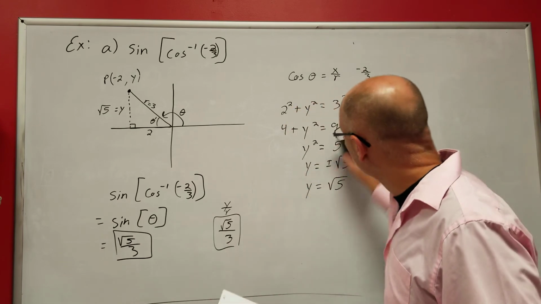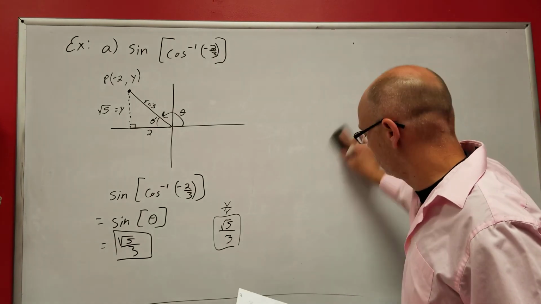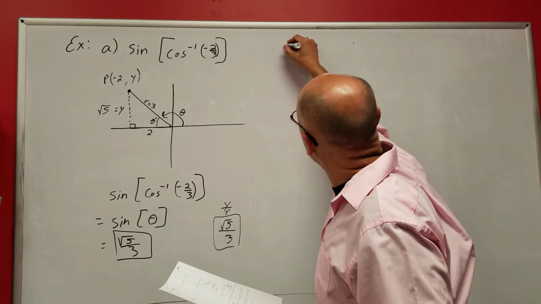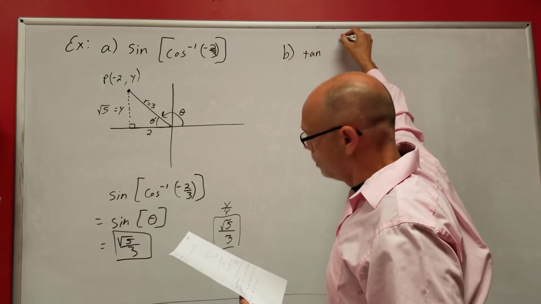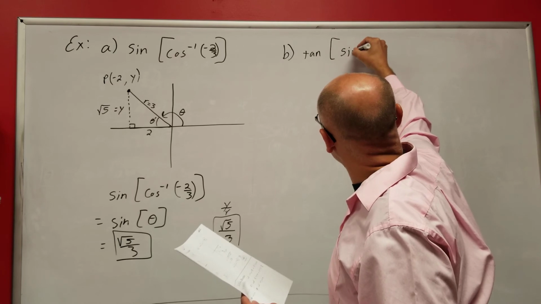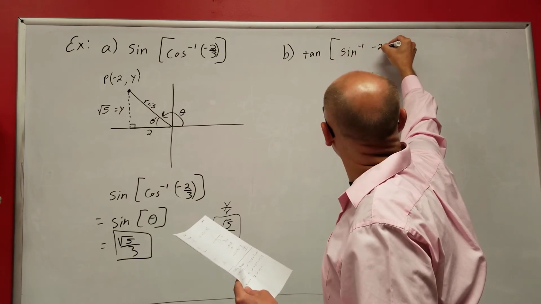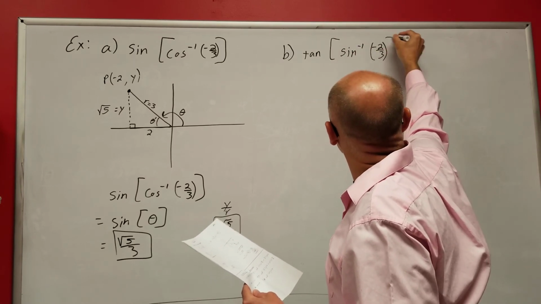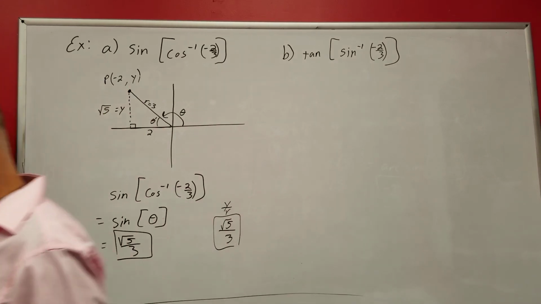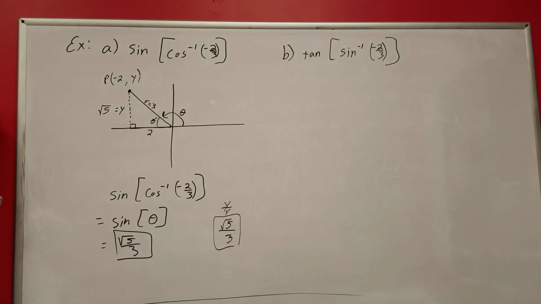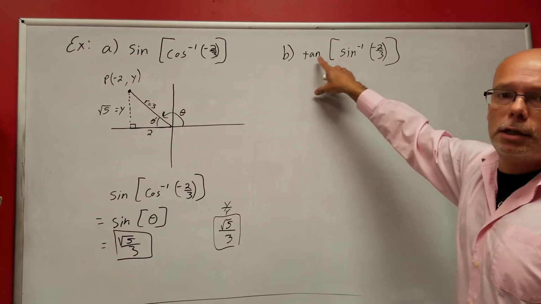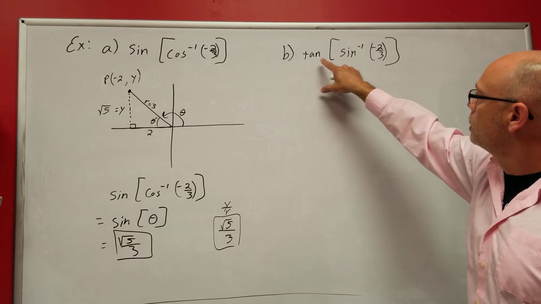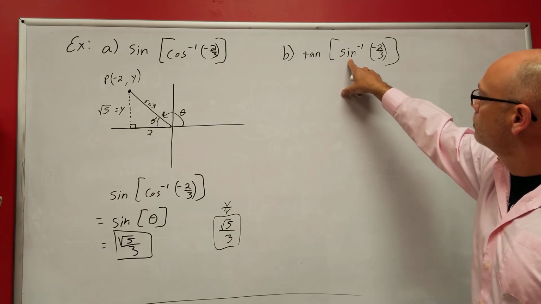All right, let's look at B. B, what if we have the tangent of the inverse sine of -2/3? All right, so let's identify some stuff real quick, okay? First of all, these two do not match up. It's not tangent and inverse tangent, it's not sine and inverse sine, right?